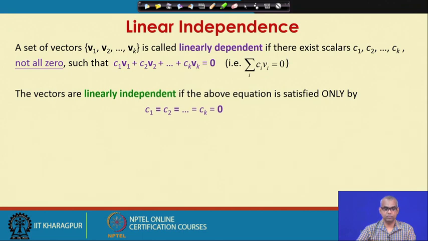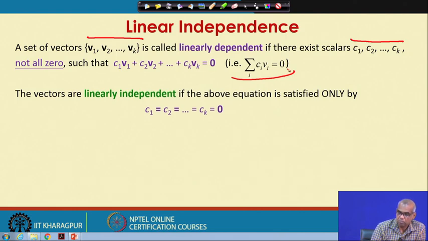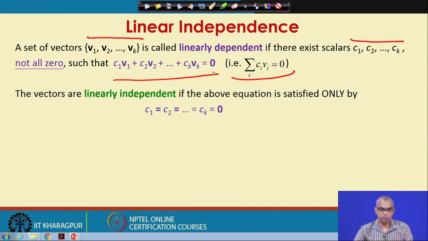So, if you have vectors V1, V2 up to Vk, and there exist scalars C1, C2 up to Ck which are not all zeros, such that sigma Ci Vi equal to 0, meaning C1 V1 plus C2 V2 up to Ck Vk equal to 0, then the set of vectors V1, V2 up to Vk is called linearly dependent.